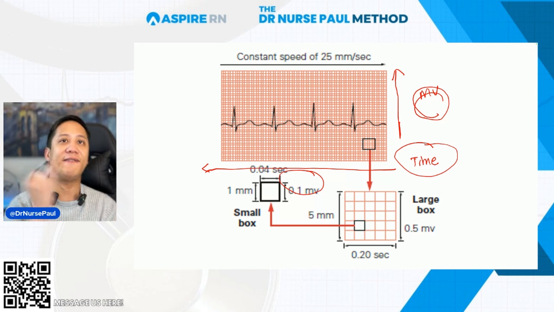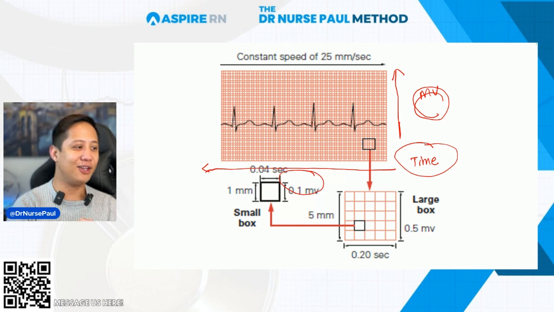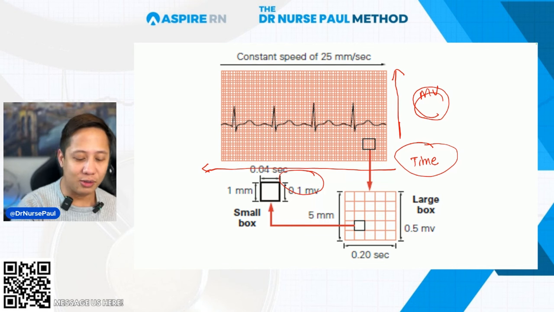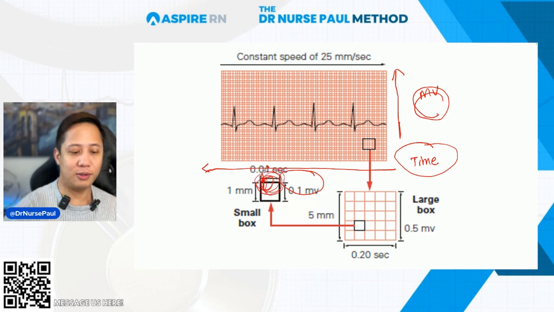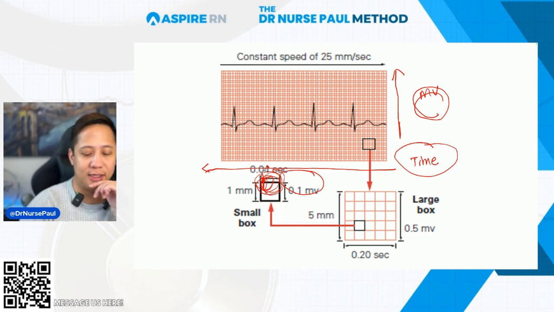Is the heart beating fast? Is the heart beating slow? Is the heart regular? Is it irregular? So let's talk about the time. One small square right here is equivalent to 0.04 seconds. I'm going to write it down here, 0.04 seconds.